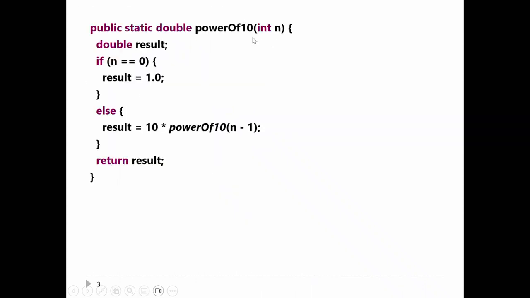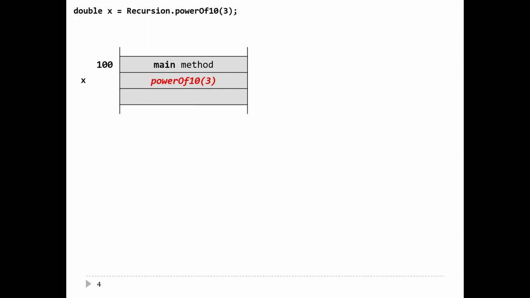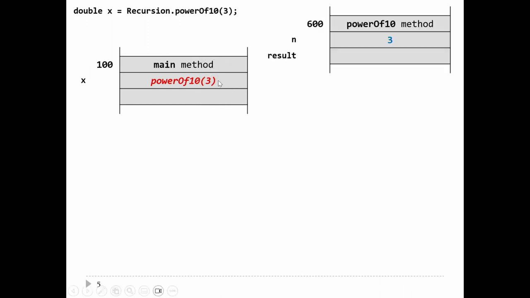Okay, so when you call this method in a language like Java or C, this is an example of what happens in memory. Somewhere you've got a main method. You call power of 10 to 3, so this should return 1,000. What happens is this method starts running in memory somewhere, so it starts running here in this particular case.